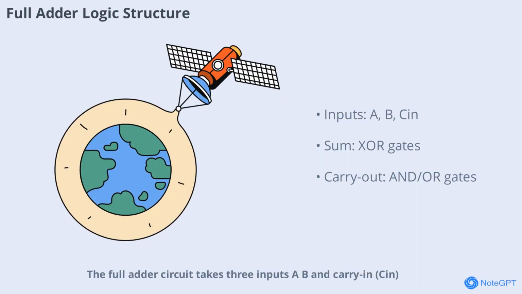The full adder circuit takes three inputs: A, B, and carry-in. The sum output is generated by combining two XOR gates, while the carry-out is produced using a combination of AND and OR gates. This structure allows the full adder to process both the current bits and any carry from previous additions. By connecting several full adders in series, we can add binary numbers of any length, making this circuit incredibly versatile.